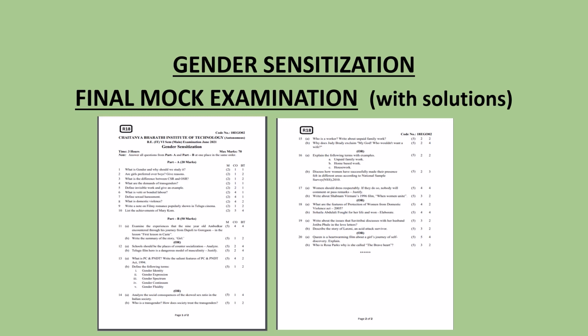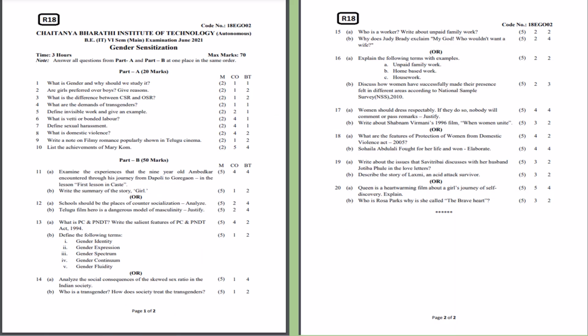Hello everyone. Today we are going to discuss the gender sensitization subject final mock examination along with solutions, which is prescribed by Osmania University. Your paper looks like this, and it is for 70 marks. Part A contains 20 marks and part B contains 50 marks.